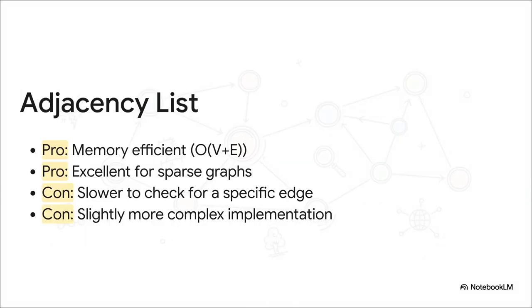And right there, you see the flip side of the coin. Because we're only storing the real connections, this method is incredibly efficient with memory. It's absolutely perfect for what we call sparse graphs, networks like social media, with tons of nodes, but where each node is only connected to a handful of others. The catch? Well, it's a tiny bit slower. To check if A and D are connected, the computer has to look at A's list and see if D is on it. A little slower, yeah, but it saves a ridiculous amount of space.